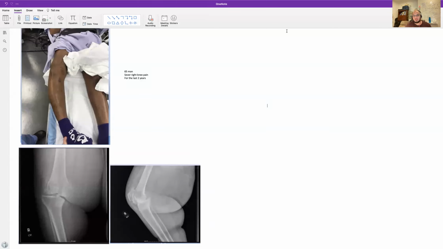We have a scenario today about a 65 years old man who presented to you with severe right knee pain in the last 2 years. What do you see and how are you going to manage this case?